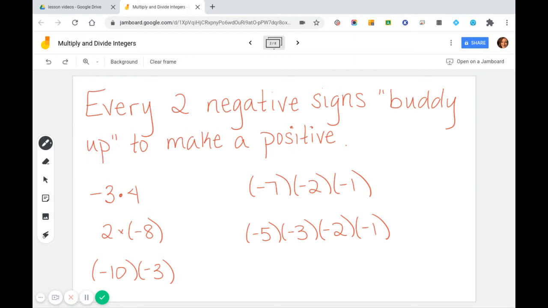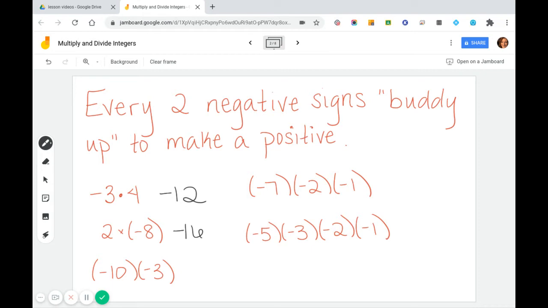So, for example, -3 times 4. I've only got one negative sign, so he doesn't have a buddy. It's going to be a negative answer. 3 times 4 is 12, so this would be a -12. The second one, 2 times -8. I know 2 times 8 is 16. Again, I've only got one negative sign. He doesn't have a buddy, so it's a -16.